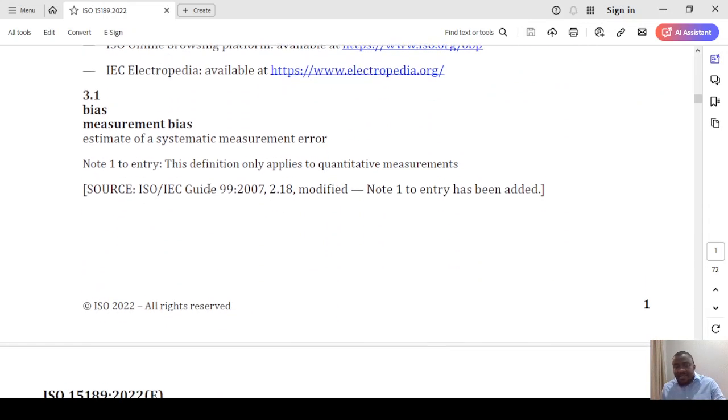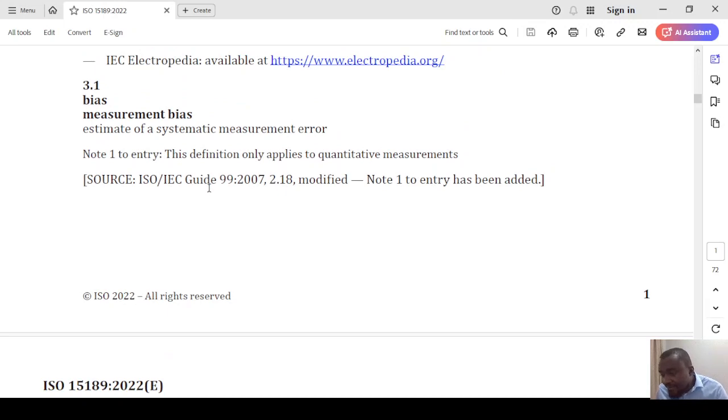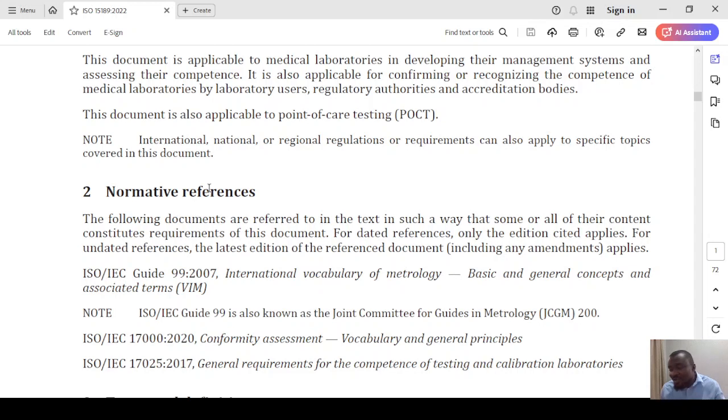In the terms, we have the first term as bias. Okay. Can anybody tell us what bias means according to you? If somebody says there is a bias in this measurement, what do they mean? If somebody says there is a bias in measurement, what are they talking about? Yes, Colin, thank you.